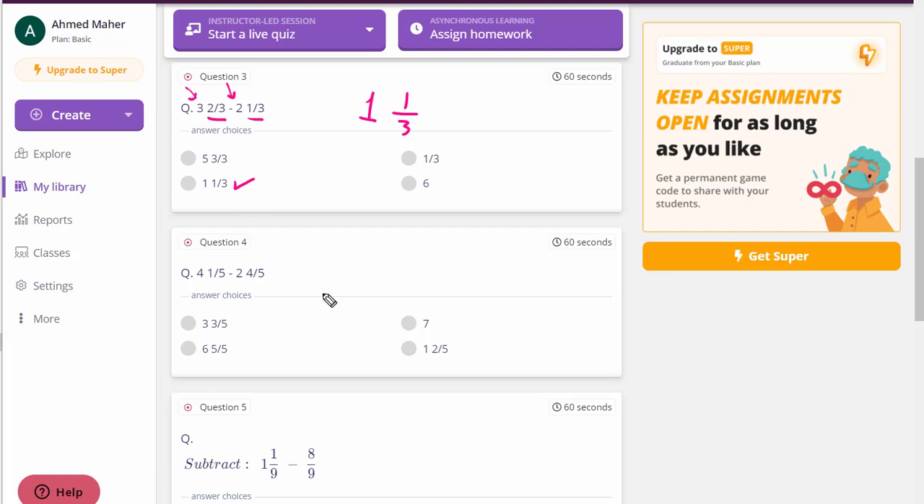The next one, start with the fractional parts. Oh, I cannot subtract 1/5 minus 4/5. What can I do? I will take this 4 and write it here: 4 and 1/5 minus 2 and 4/5. Let's do this step by step. First, I cannot subtract 1/5 minus 4/5. So I will take the 4 and break it into 3 and 1, which is 5/5.